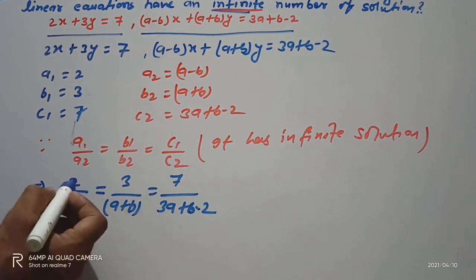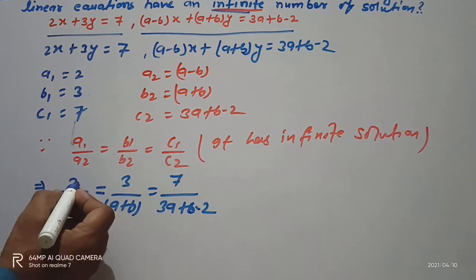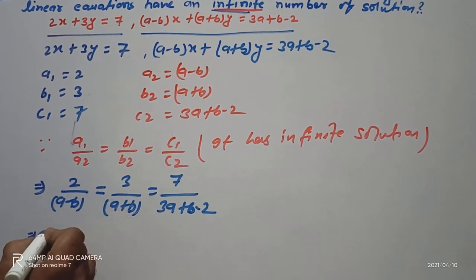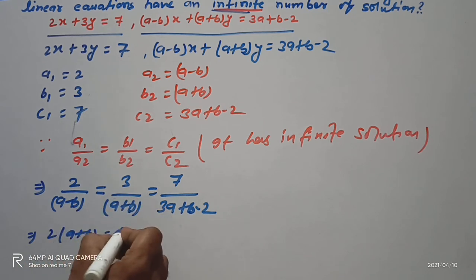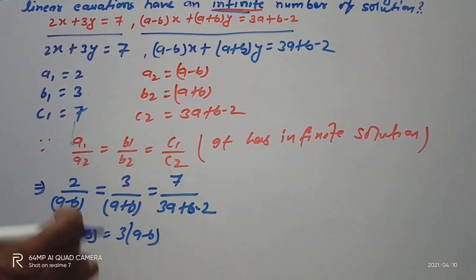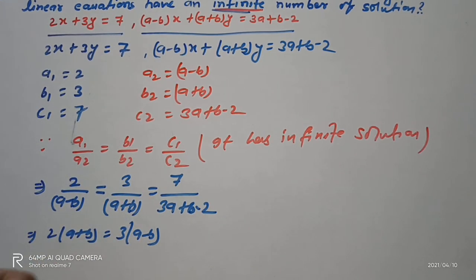Okay, from these two, we will do the cross multiplication. The 2 is going to multiply into a plus b, so 2 into (a plus b) will be equal to 3 into (a minus b). Now from these two we can take out an equation. Then to find the equation we can write 2a plus 2b is equal to 3a minus 3b.